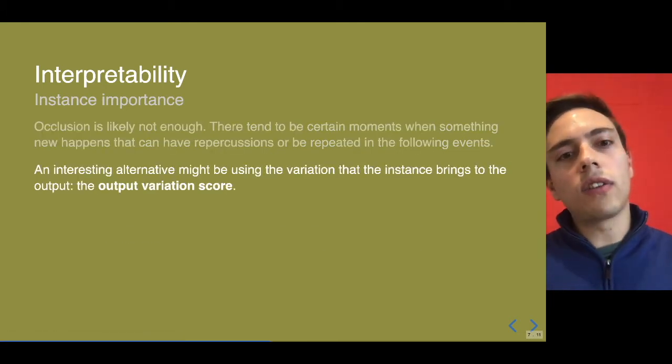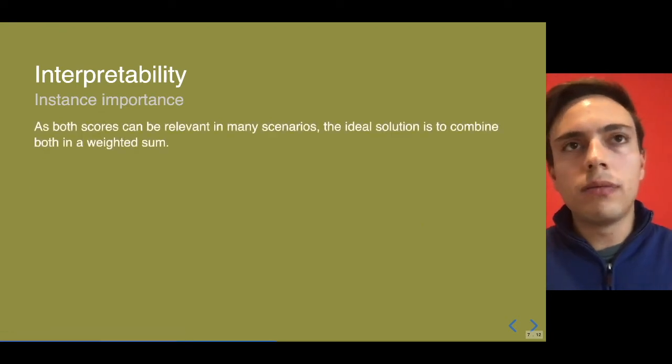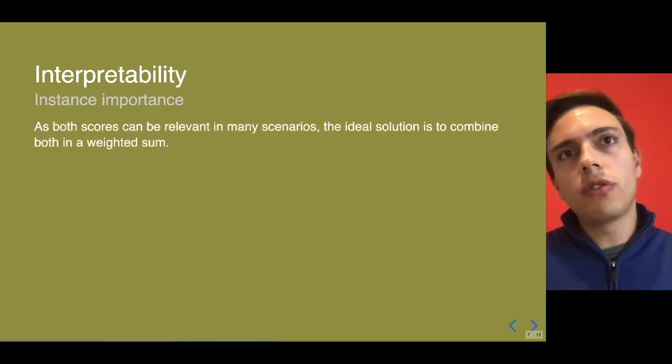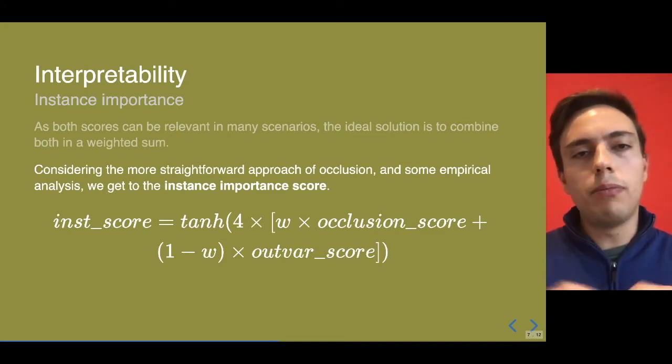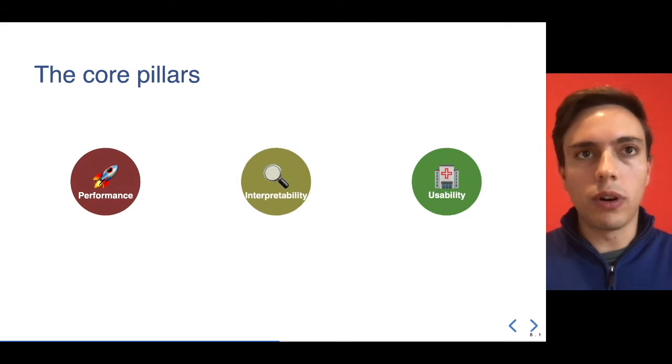For this, I made the output variation score. But both can be relevant. So what I did here was to combine both in a weighted sum and make some modifications just to allow us to have a better highlighting of the most important scores.